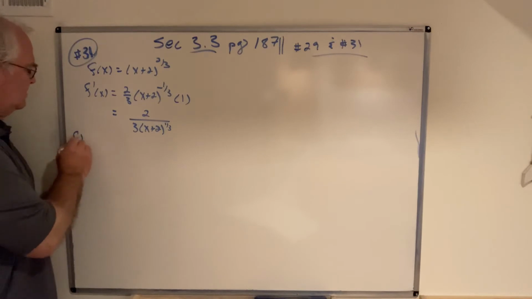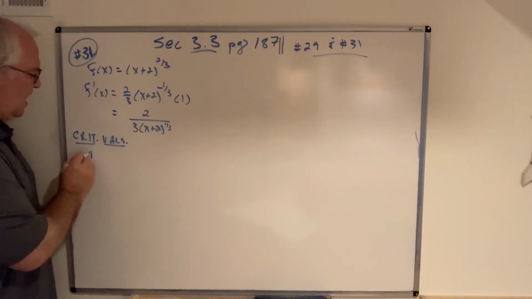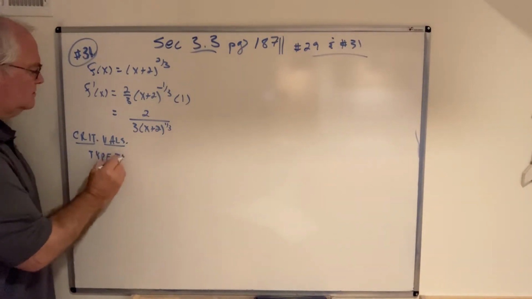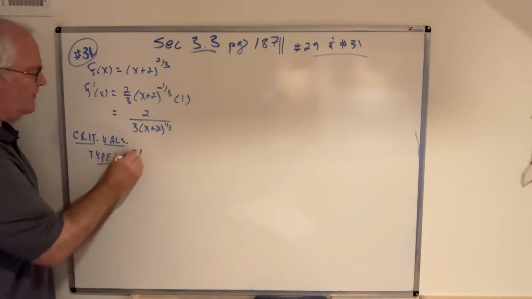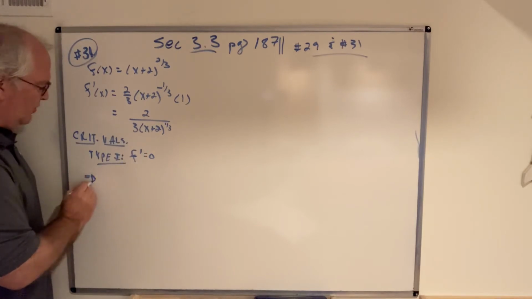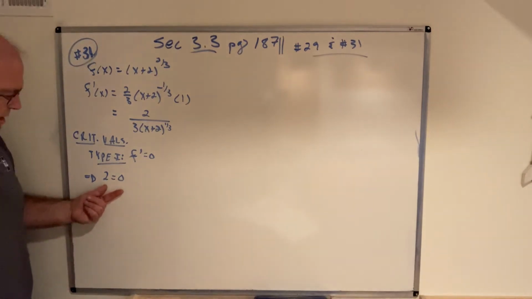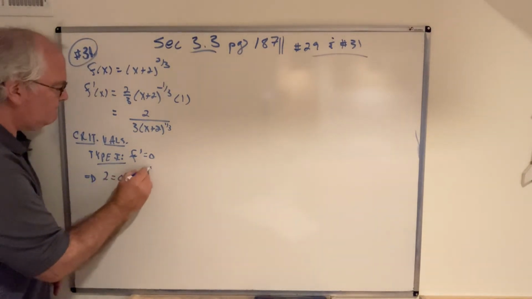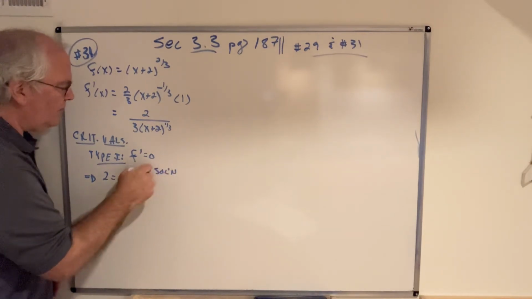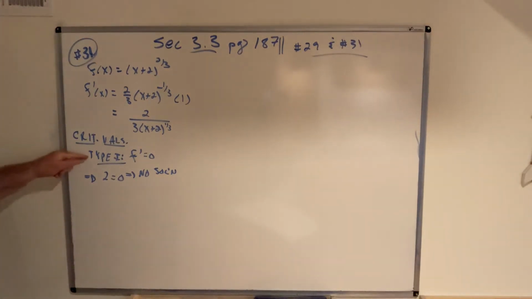And we can find the critical values. All right, so type 1. Type 1 critical values. So that's where the derivative is equal to 0. A fraction is equal to 0 anytime the numerator is equal to 0. 2 is equal to 0. If there is no variable, that means there is no solution. Remember, no solution does not mean wasted time. No solution means whatever you're looking for, in this case, type 1 critical values, there are none. So there are no type 1 critical values.